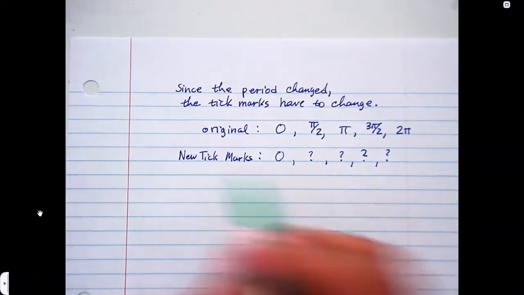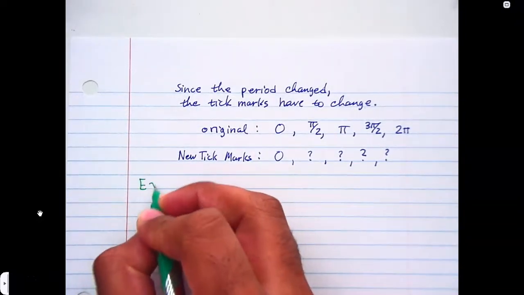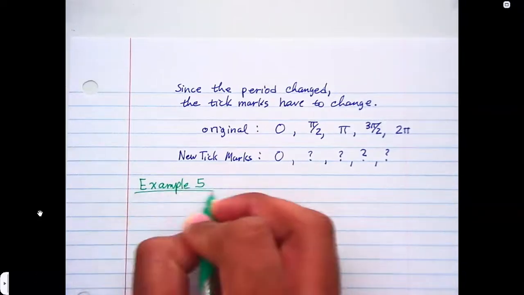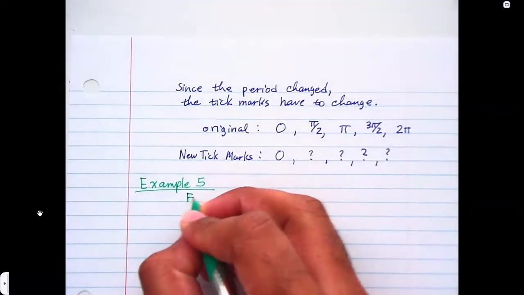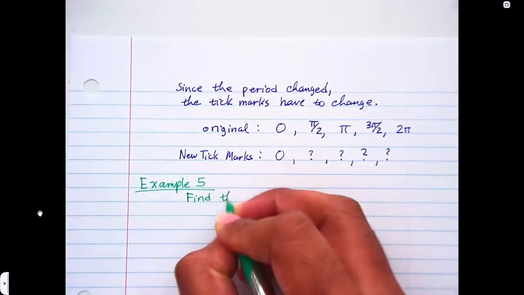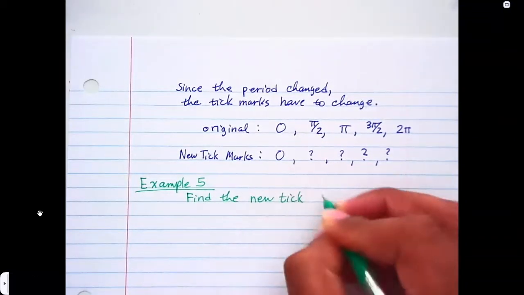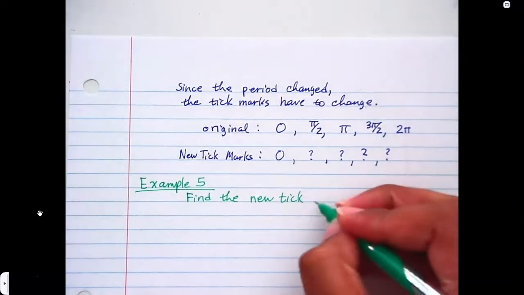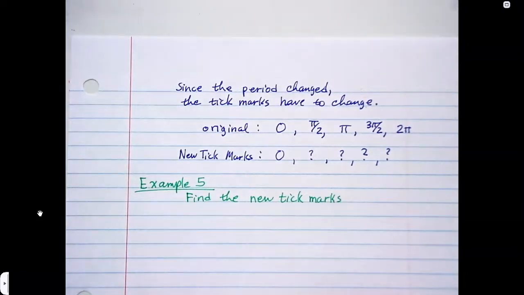I know you will. All right, so we're going to have to find those new tick marks, and that's what we're going to do in example 5. Example 5. We're going to find the new tick marks. So we're not going to do anything else. We're not going to find the amplitude, period, or phase shift. We're just going to find the new tick marks. With this, we're going to actually deal with finding our period first and then go from there. So let's go ahead and do this part.